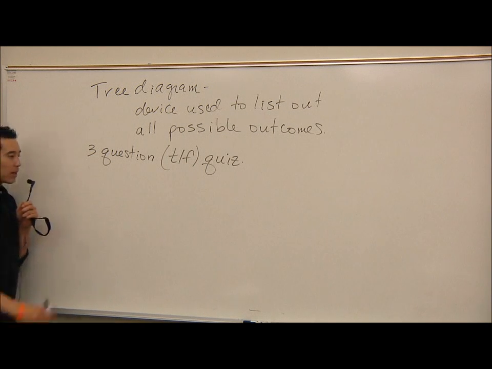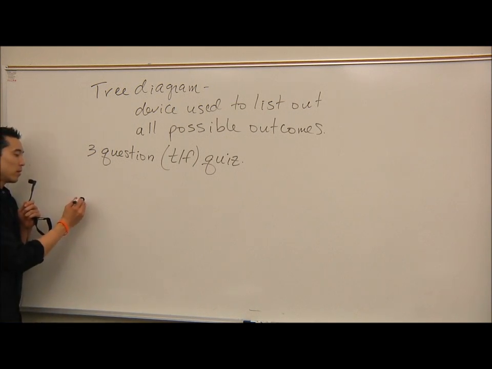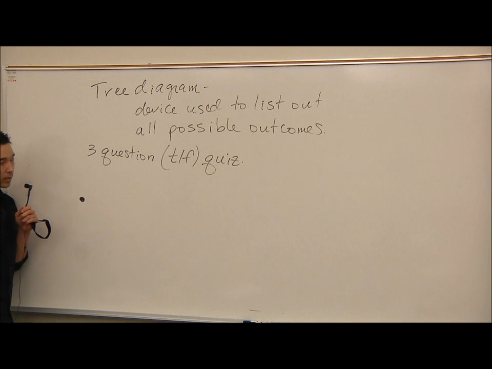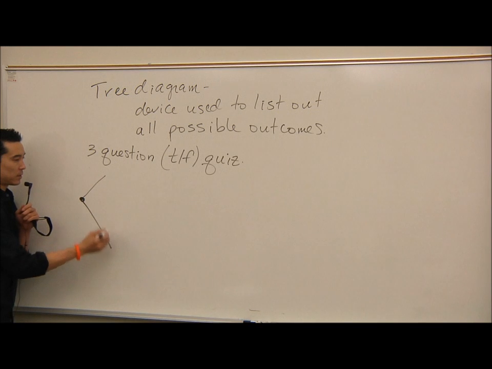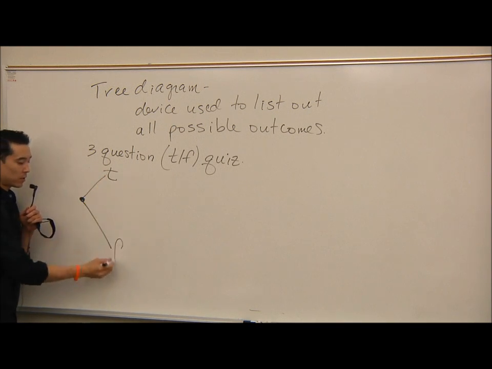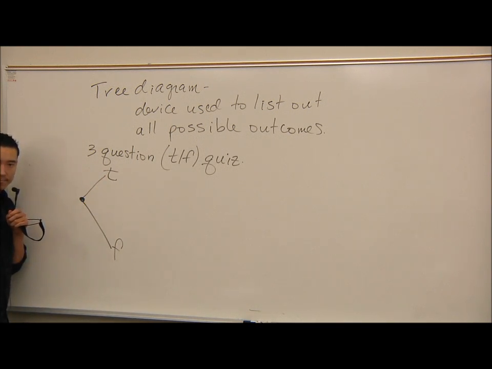Okay, so the way a tree diagram works is you start with what we call a node, which is just a circle that is closed or filled in. And then with a 3-question true or false quiz, I start with the first question. So what are my possibilities on question number 1? It's either true or it's false, right? So then I start branching out. This is my first branch. First question is true or false.